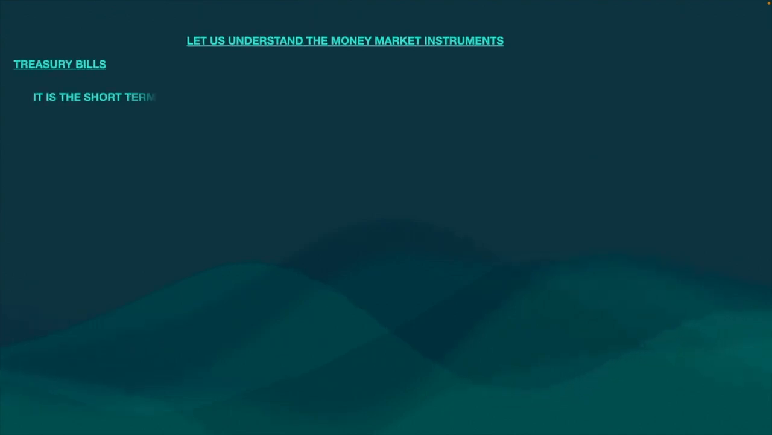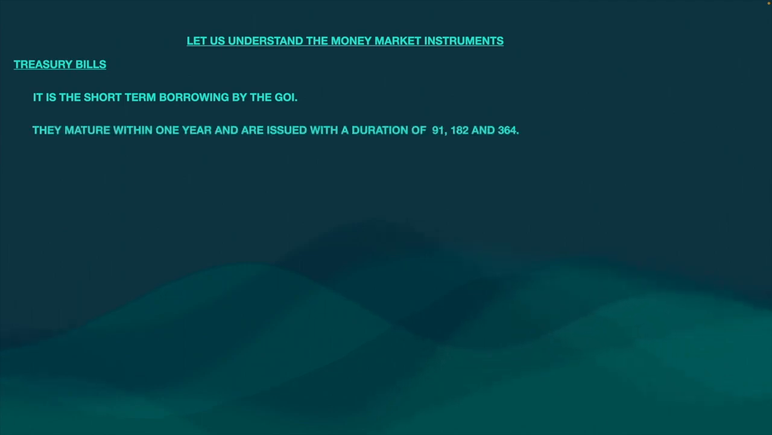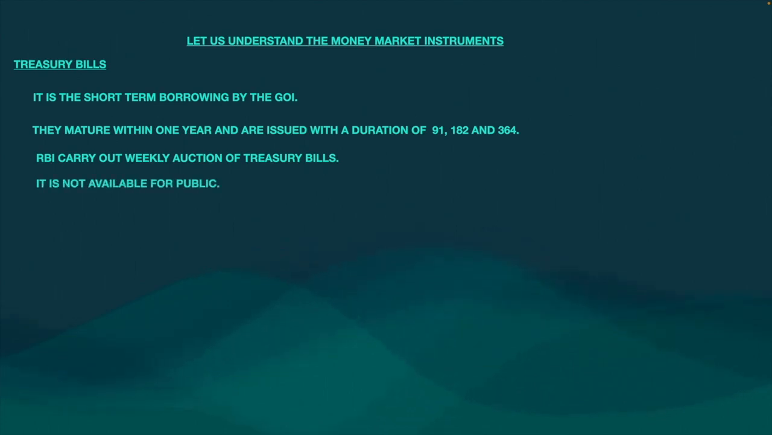Now coming to treasury bills. A treasury bill is a short-term borrowing by the government of India. Treasury bills have a maturity of 91 days, 182 days and 364 days. If you go to the RBI site, you will see that the RBI carries out weekly auctions of treasury bills. If you subscribe to the RBI website, every week you will get a mail about the different types of auctions which are happening: 91 days option, 182 days option, 364 days option.